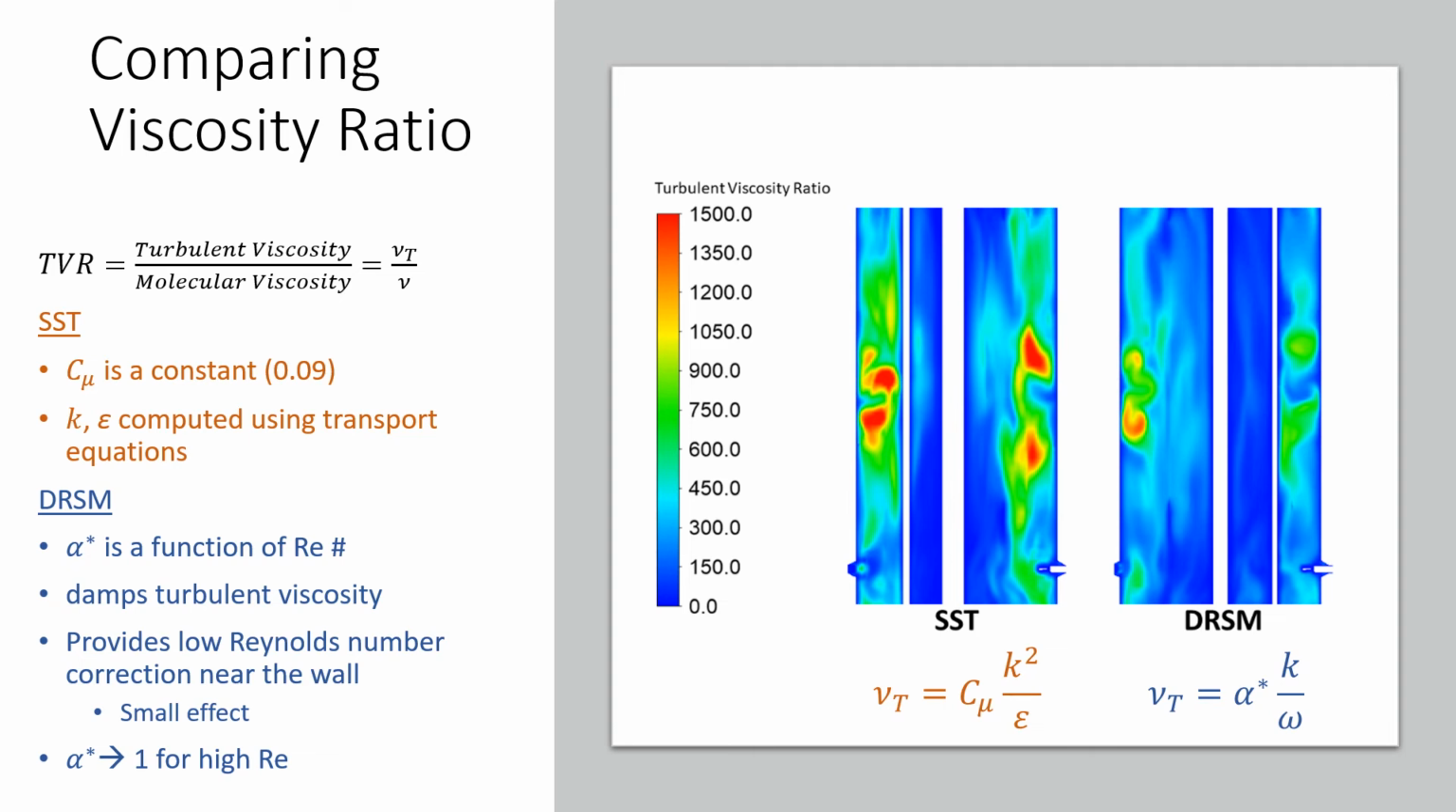Now in DRSM, we have this new variable alpha star, which is a function of Reynolds number, and this damps out turbulent viscosity and provides low Reynolds number corrections around the wall. Now this does have a small effect in our reactor study, as there's not a lot of near wall effects, as we see most of the red is in the bulk flow area. And I will note that alpha star goes to 1 for high Reynolds numbers. But you can see that with calculating each Reynolds stress, we're actually predicting a lower turbulent viscosity ratio for K, impacting the overall flow treatment of the reactor.